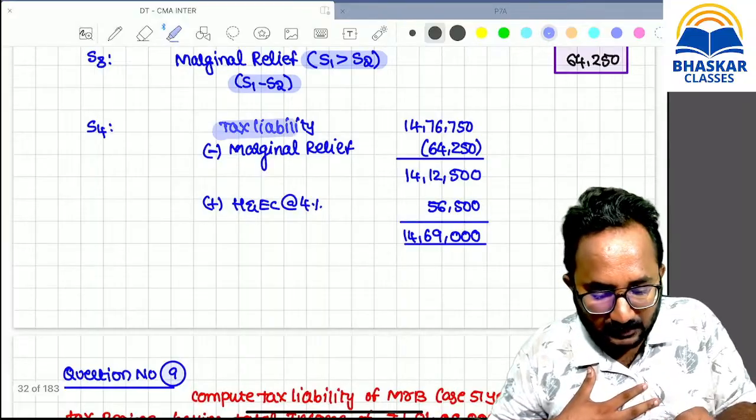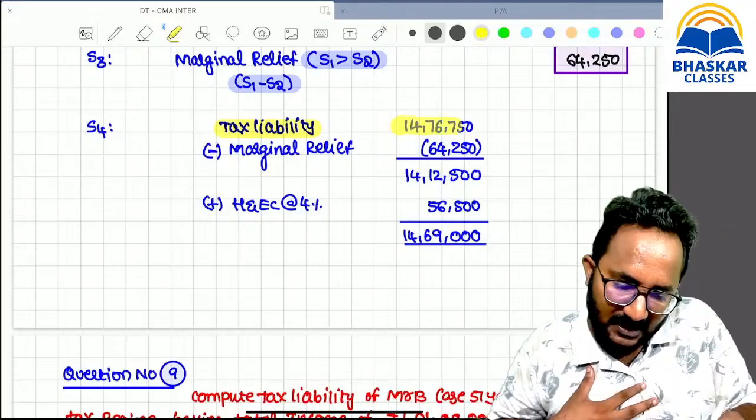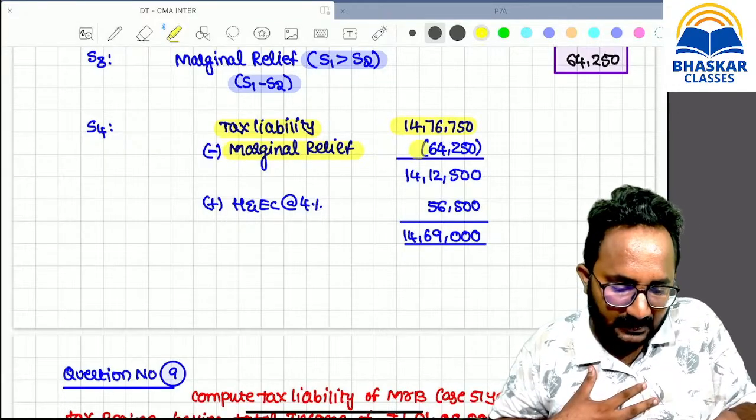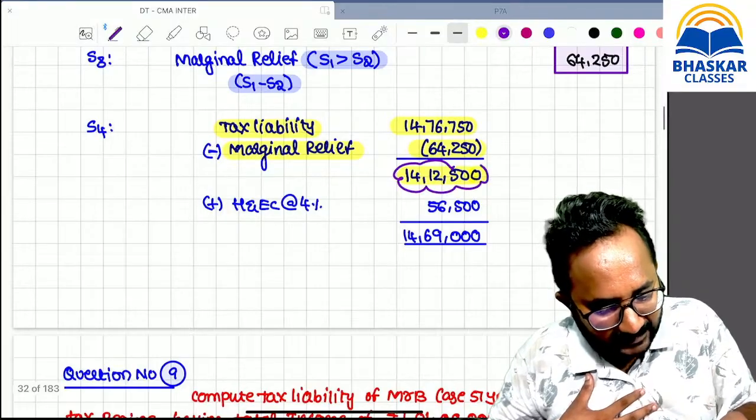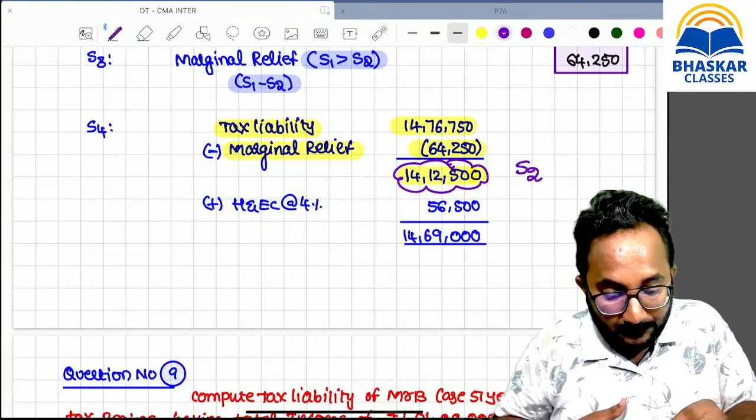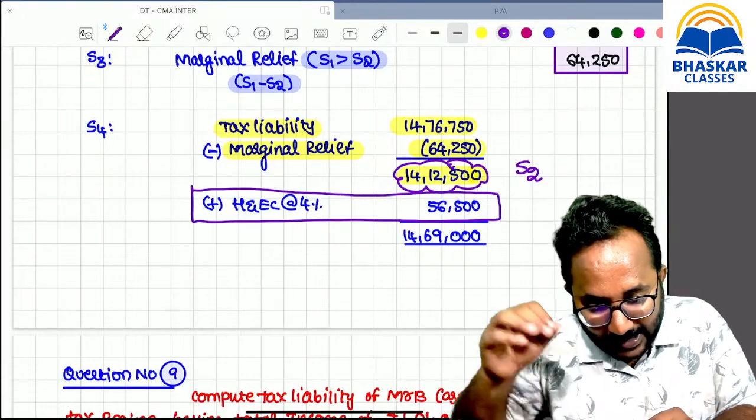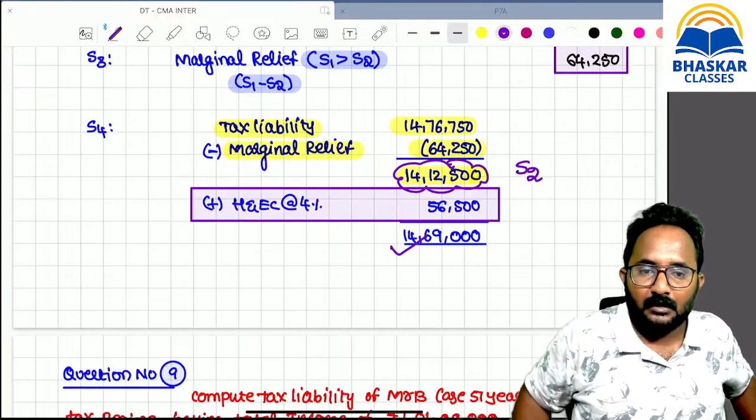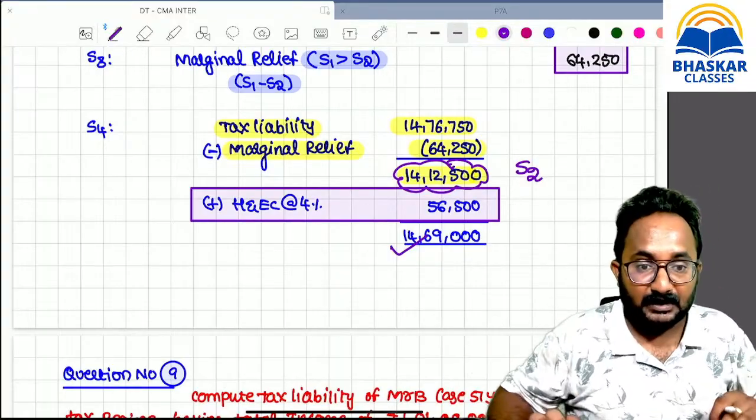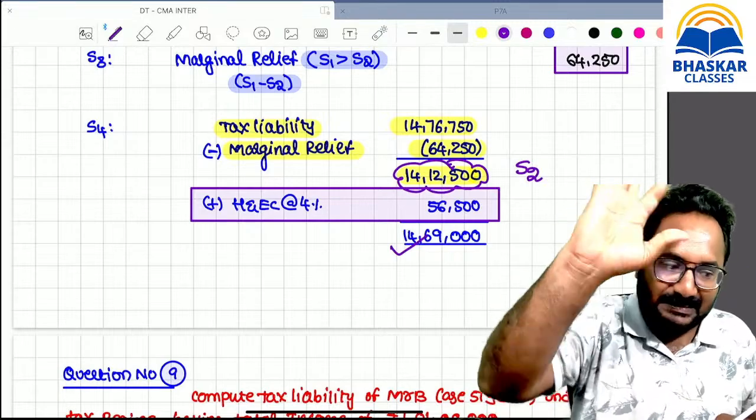Finally, what is the tax liability? Yes, tax liability, definitely they will ask: the first one minus marginal relief. You will get exactly the step 2 answer. For this last step in the tax computation, we have to add health and education cess. Remember.